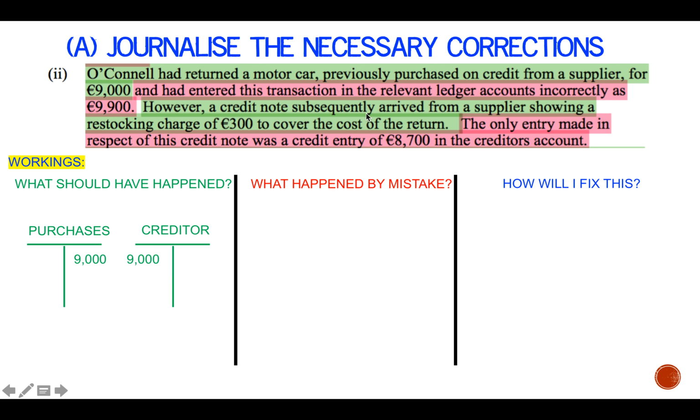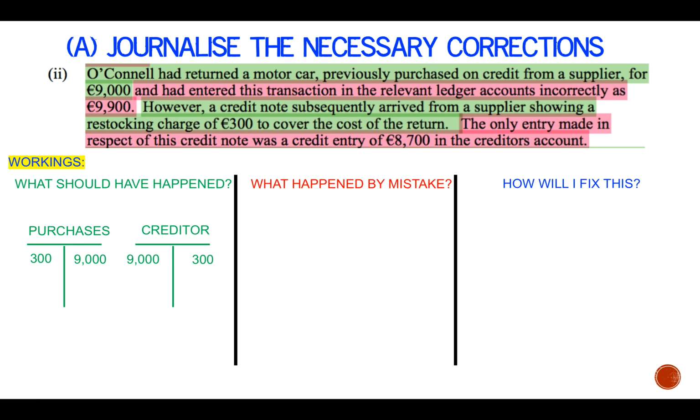However, a credit note subsequently arrived from a supplier showing a restocking charge of €300 to cover the cost of the return. So we're going to record the credit note now. So 300 is the restocking charge. So 300 on the debit side of purchases and 300 on the credit side of the creditor. So that is what should have happened.